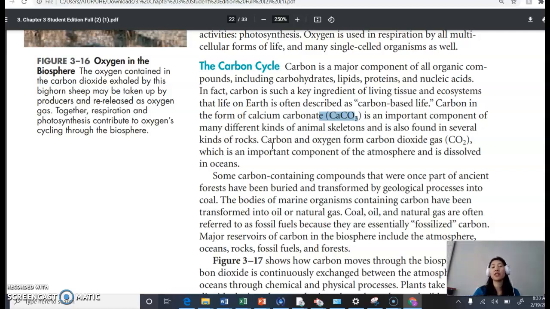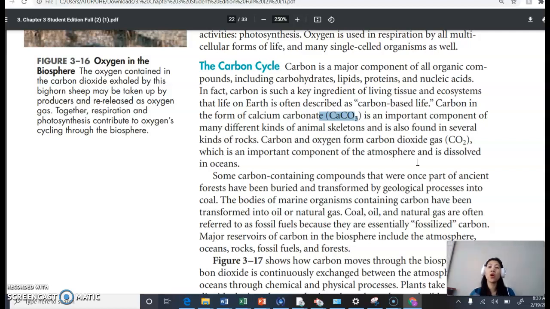And is dissolved in oceans. So some carbon containing compounds that were once part of ancient forests have been buried on the ground and transformed by geological processes into coal. So those are the carbons turned into coal. The bodies of marine organisms containing carbon have also been transformed into oil or natural gas, which is really good and expensive as well.